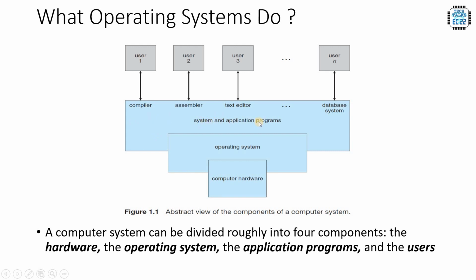As we can see in the system and application programs, there is a compiler, assembler, text editor, and many more such things, and we also have a database system. So there are two views of this particular operating system, that is, from the user point of view and from the system point of view. As a user, how do we see the operating system? Let us study that.